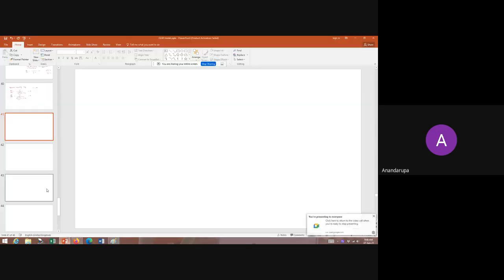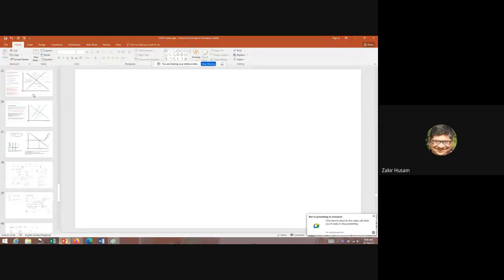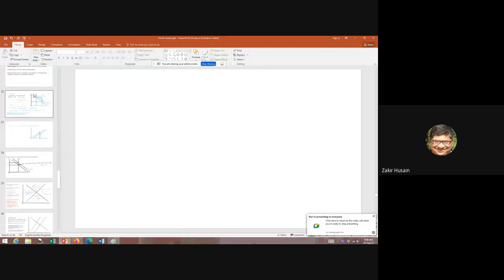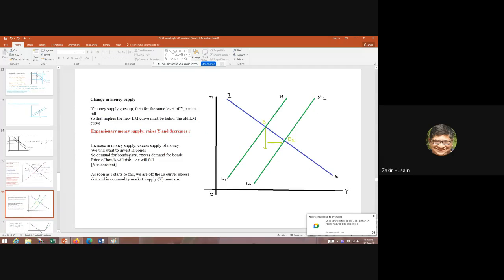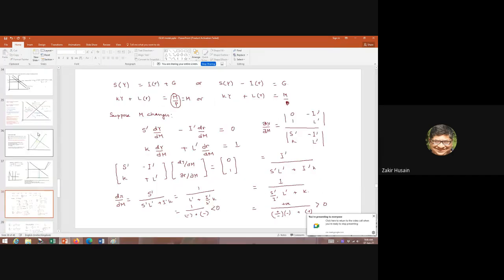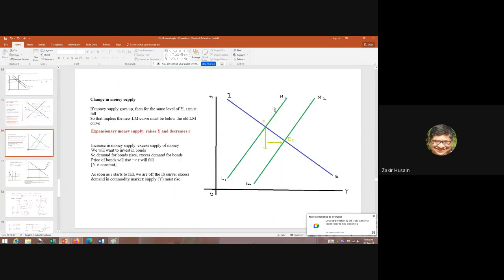Okay. So in the last class, we had, I think, looked at the impact of a change in money supply. Specifically, we had looked at the money supply had increased.